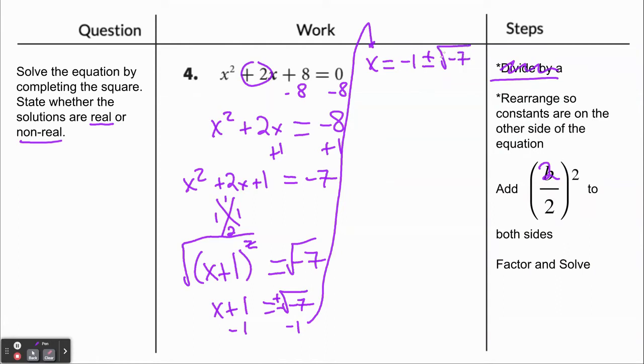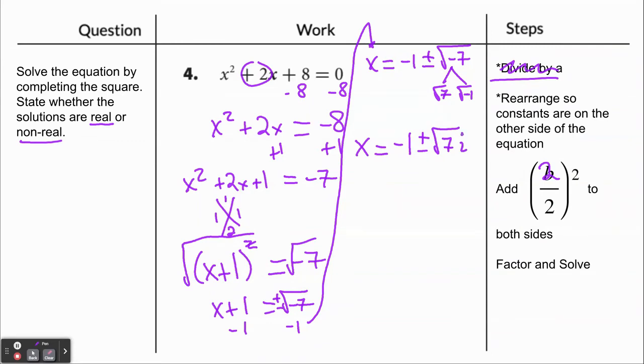But the last thing I have to do here is, you cannot take the square root of a negative number. So remember, the square root of negative 7 is just like saying the square root of 7 times the square root of negative 1. And the square root of negative 1 we call i. So in this one, our final answers here are negative 1 plus or minus root 7i.